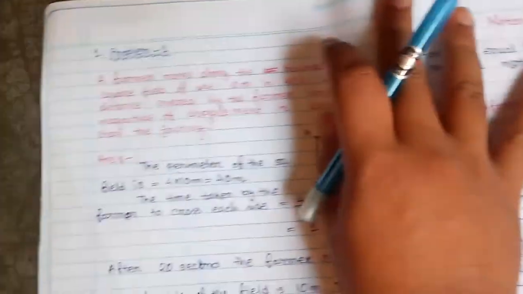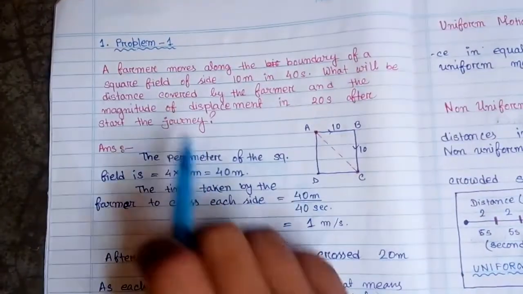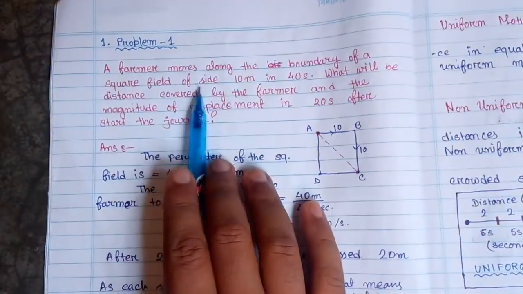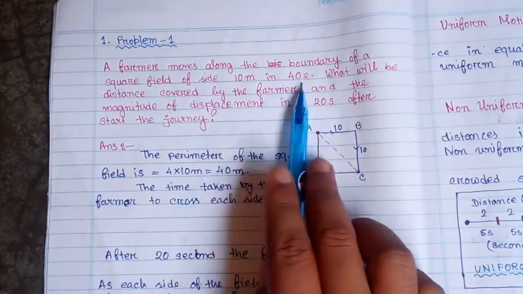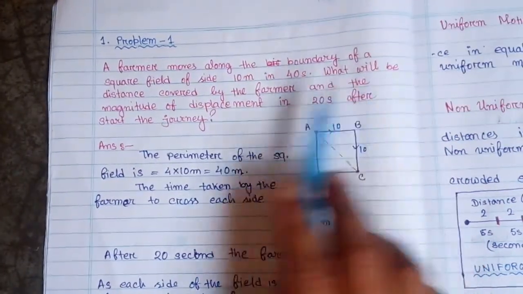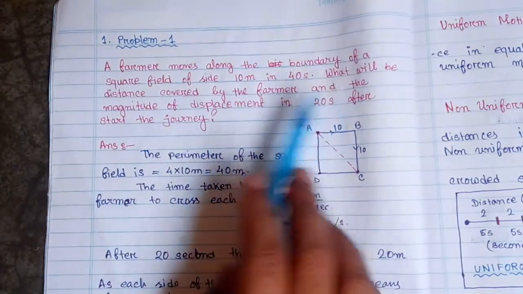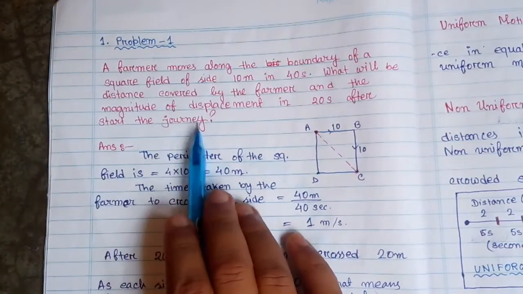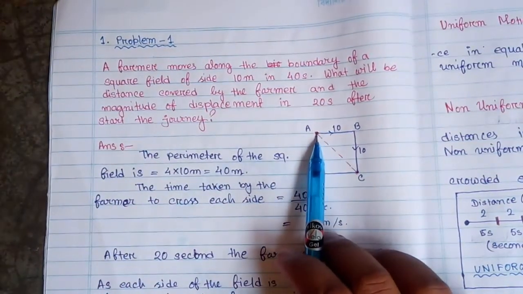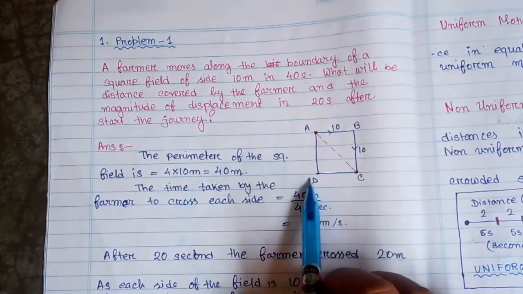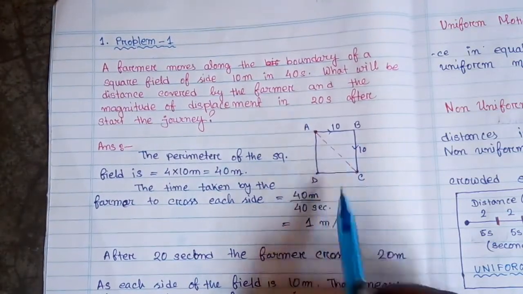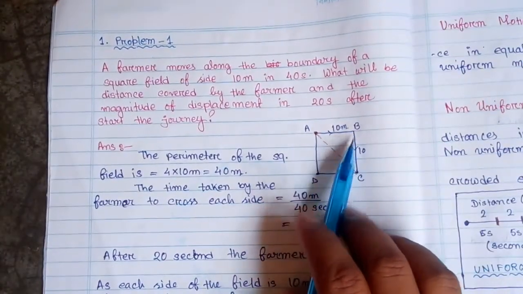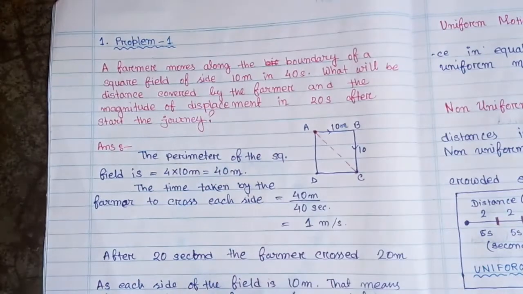So I have given a problem: a farmer moves along the boundary of a square field of side 10 meter in 40 seconds. What will be the distance covered by the farmer and the magnitude of the displacement in 20 seconds after starting the journey? The farmer starts his journey from the boundary, each side is 10 meter, and he takes 40 seconds to complete the boundary.